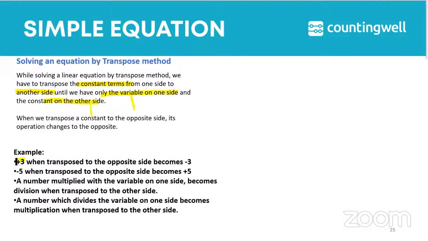For example, if plus 3 is transposed to the opposite side, it will become minus 3. If minus 5 is transposed, it will become plus 5 on the opposite side. So if it is minus 3 on LHS, it will become 3 on RHS. Or if it is minus 3 on RHS, it will become plus 3 on LHS. When a number is multiplied on one side, it becomes divided when transposed to the other side. Similarly, if it is multiplied with the variable on one side, it will be transposed to the other side by division.